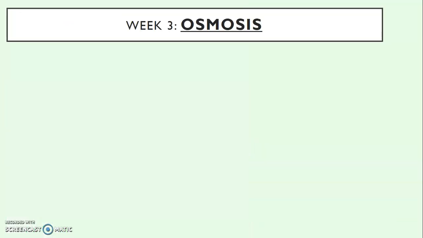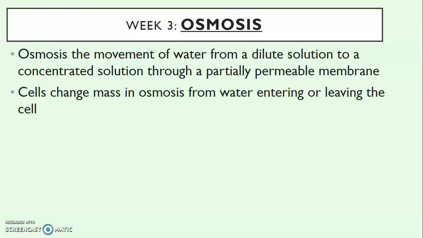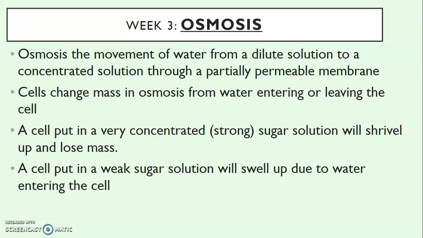Okay, so what you need to know from osmosis, these are in your fact books as well, so please make sure that you are learning them. Any problems, please contact a member of the science staff. Osmosis is the movement of water from a dilute solution to a concentrated solution through a partially permeable membrane. Cells change mass in osmosis from water entering or leaving the cell. A cell put in a very concentrated or strong sugar solution will shrivel up and lose mass. A cell put in a weak sugar solution will swell up due to water entering the cell.